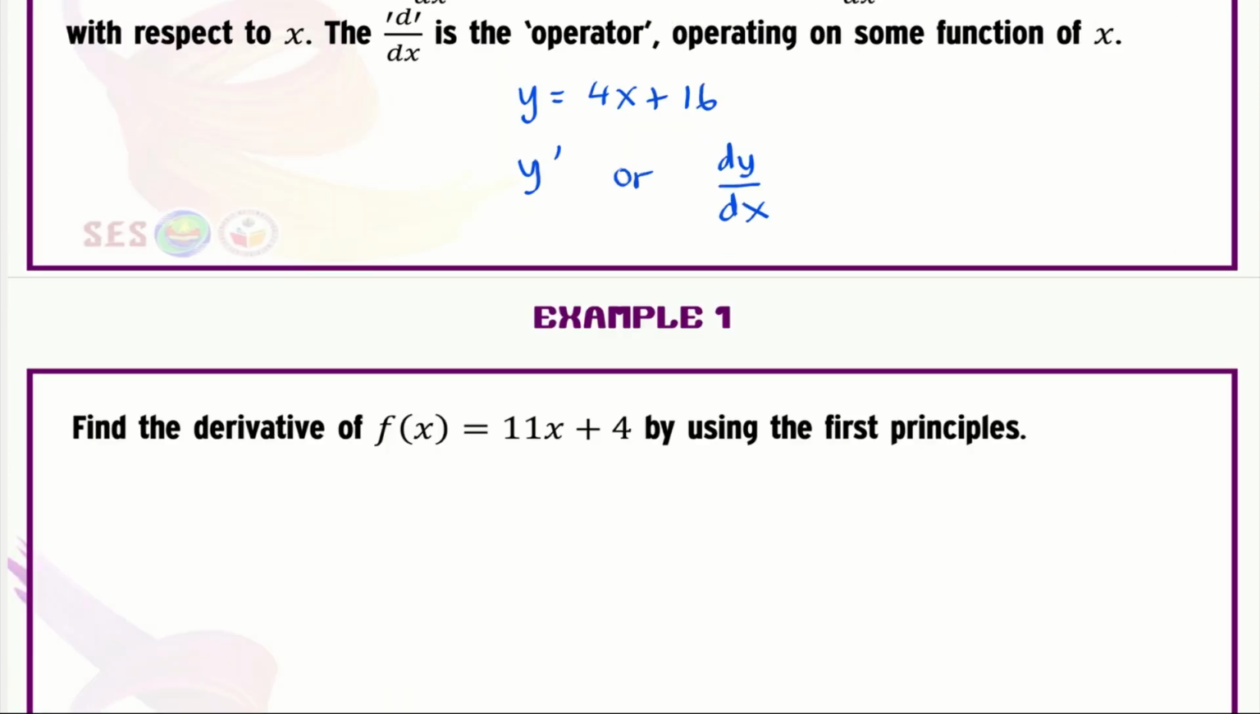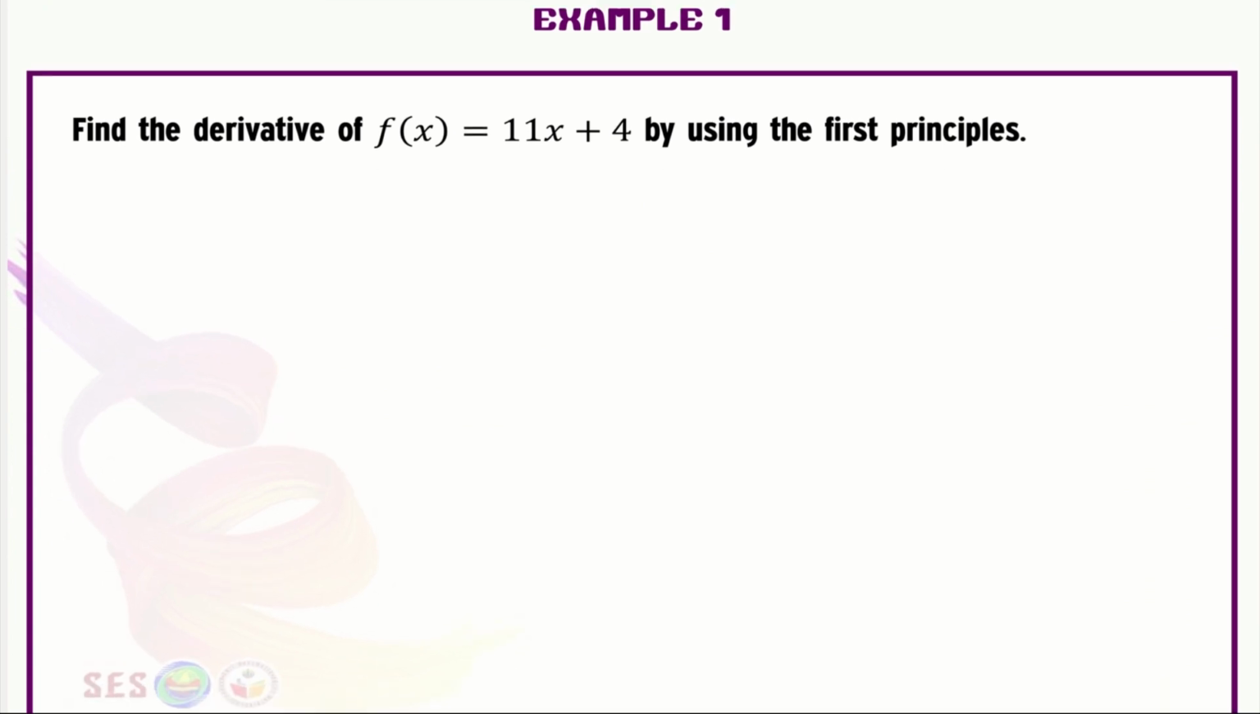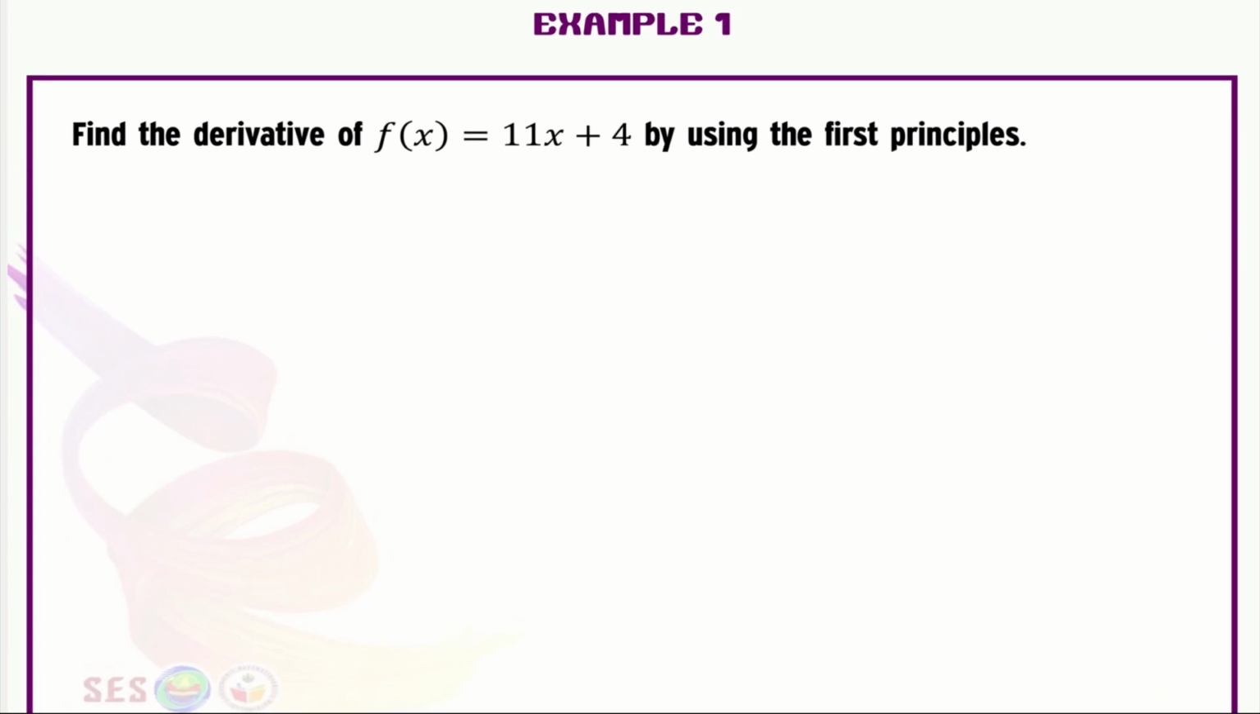Let us now look at example 1, where we need to find the derivative of f(x) equals 11x plus 4 by using the first principles. Derivative is basically differentiate. Since we have f(x) here, I would like to use f prime x. Let us write the formula first. It's been instructed to use the first principle, so we have no choice here.